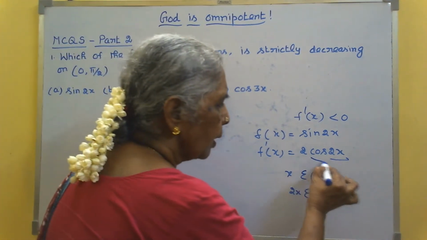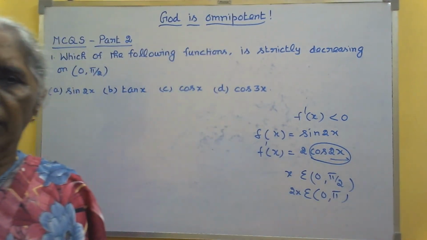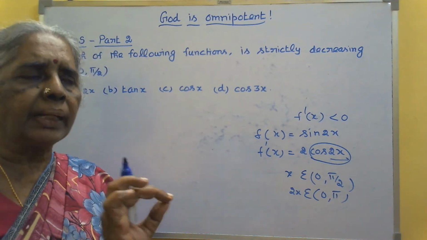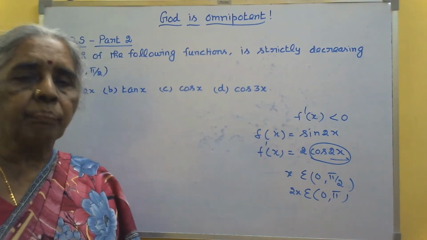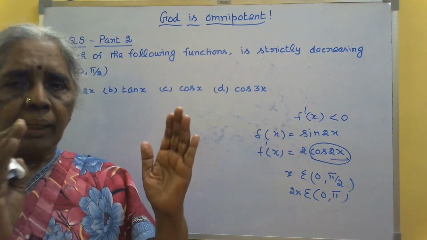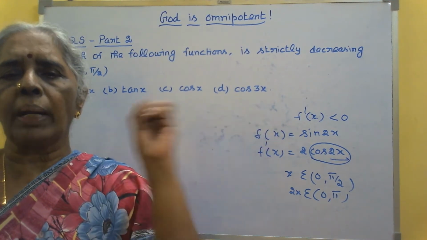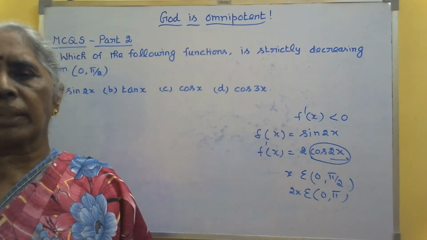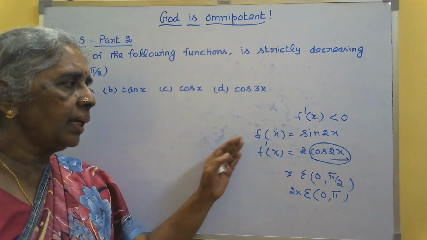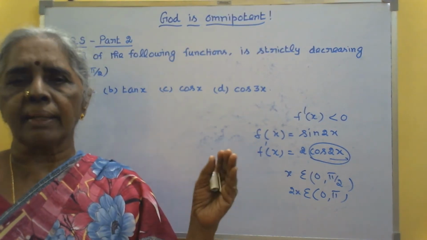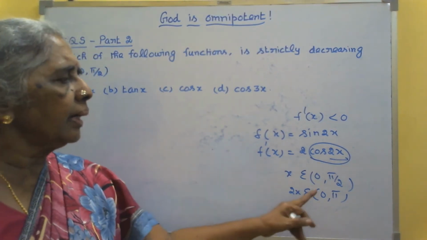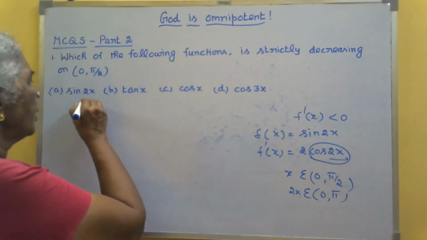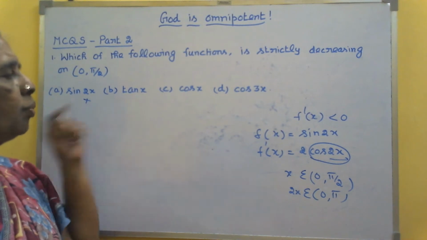Now you know, any cos function is positive in the first quadrant and negative in the second quadrant. That means this will be strictly increasing in one part of the interval and strictly decreasing in the second part of the interval. So we say it is neither increasing nor decreasing in the total interval 0 to pi by 2. So, that is not our answer. Let us move on to B.